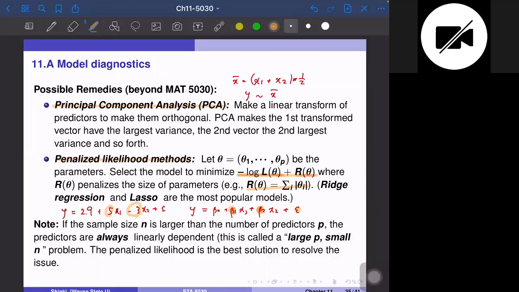And this kind of multicollinearity problem always happens if p is too large. Suppose that the sample size n is smaller than the number of predictors. Then you can imagine that we have more predictors than observations. So we can explain everything, and still we have some freedom to determine the estimated coefficients. In this case, we always have to use some method such as penalized likelihood. And this is actually a common problem.